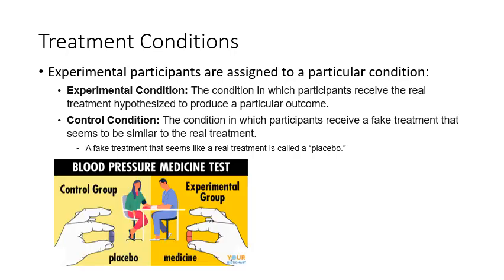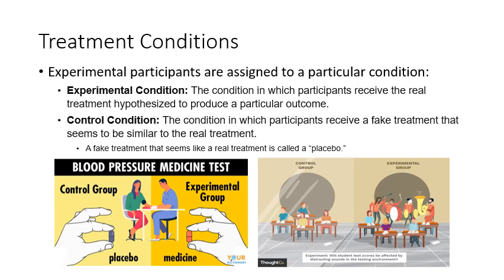So a medicine, as in this example, the real medicine is here, and it's given to those randomly assigned to the experimental group. And the placebo is a medicine that looks like the real medicine. It might even be the same color, but it's given to people in the control group.